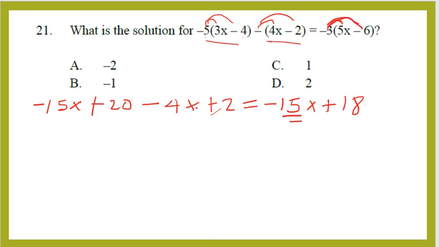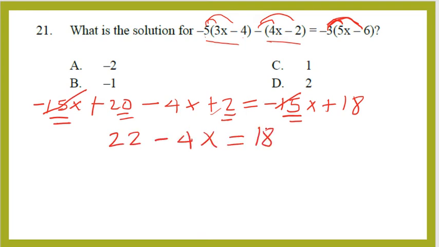Then observe these two terms, one on the right side, the other on the left side. They are the same, so they cancel each other. Therefore, 20 plus 2 will be 22. 22 minus 4x is equal to 18 left from the right side.